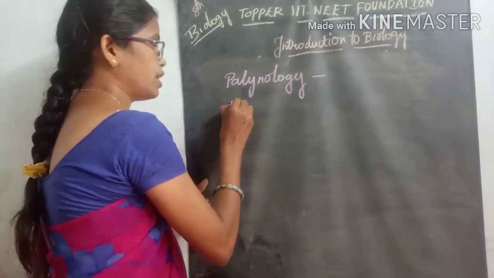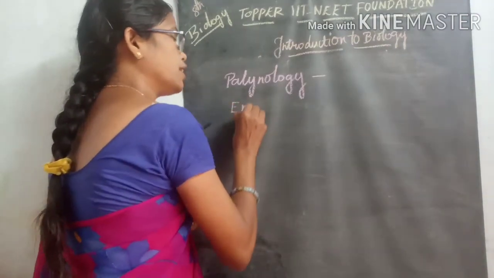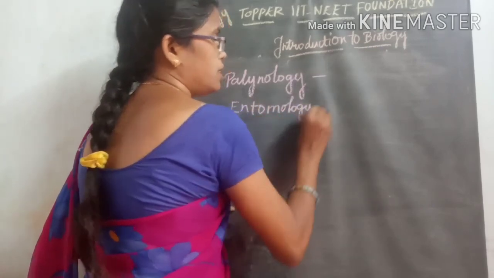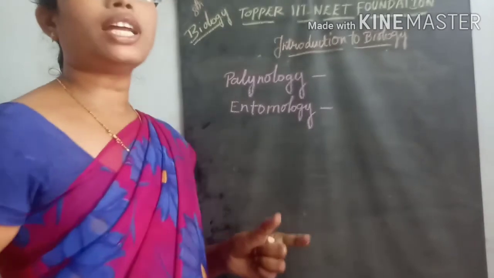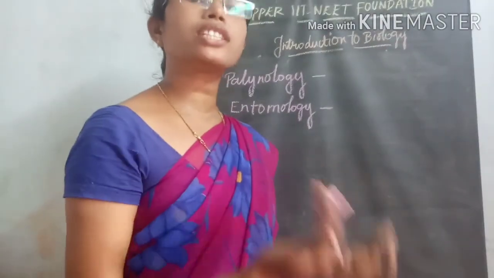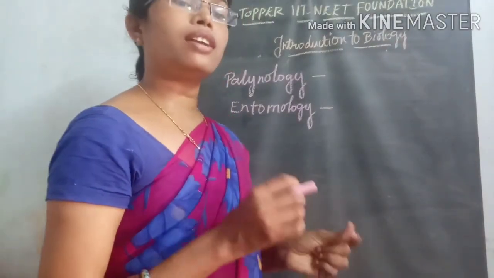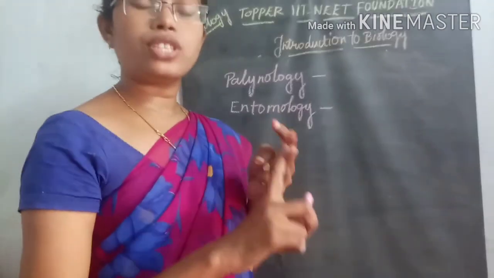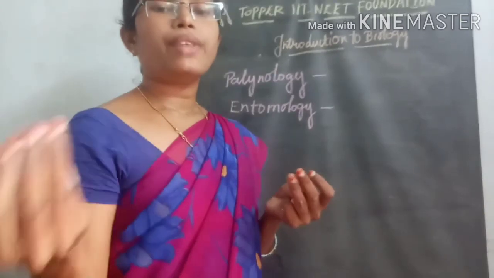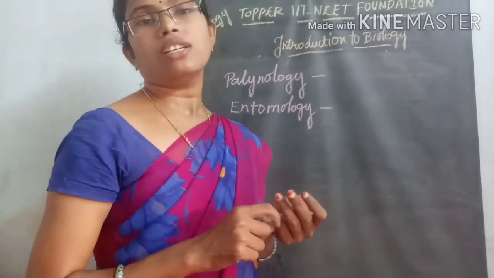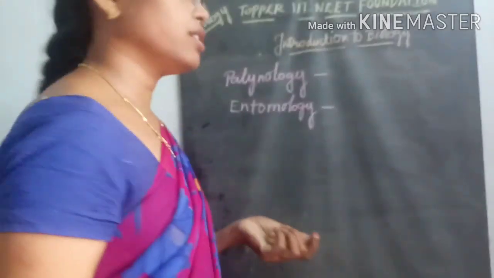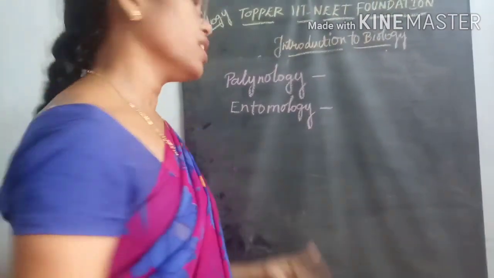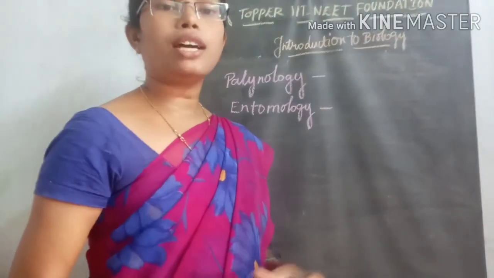And another important one is called Entomology. What is that science? Entomology means the study of different varieties of insects and their life histories, which are very important. For example, honeybees, butterflies, or the silk-producing Bombyx mori. Different varieties of insects and their life histories come under entomology.